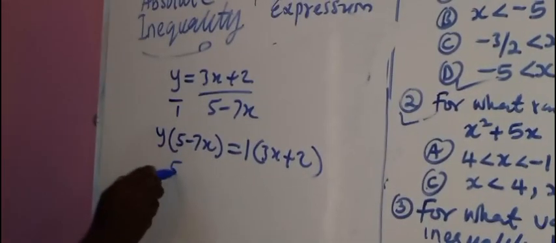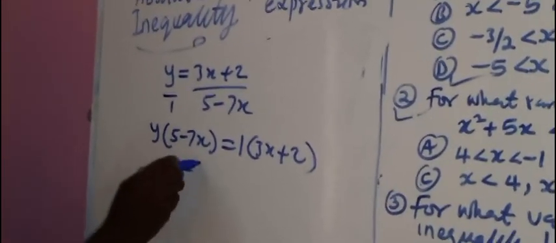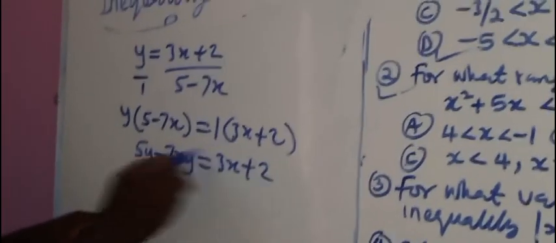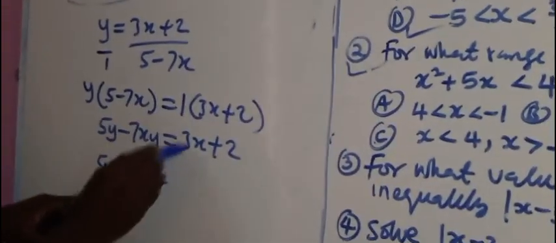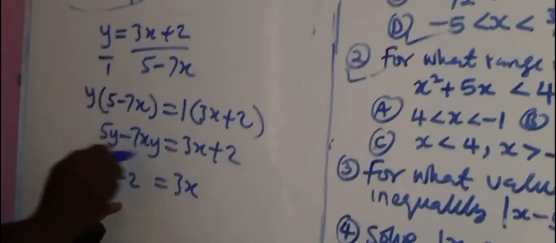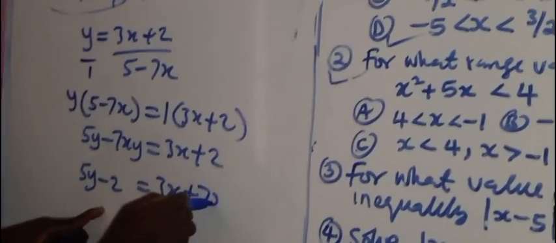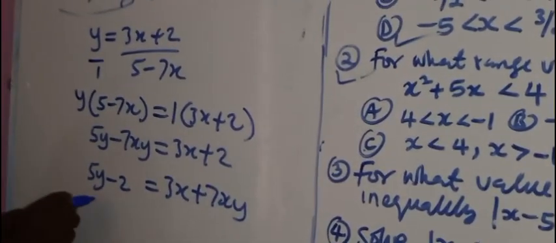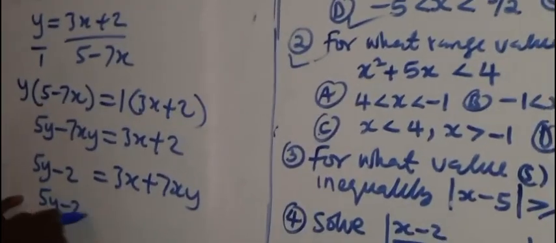Open the bracket. This is 5y minus 7xy, and this is 3x plus 2. Now we are looking for x, so any terms with x, take them to one side. So this is 5y. I want to take this minus 2. I have 3x here. This one is having x, it will turn to plus 7xy. Now this is 5y minus 2.